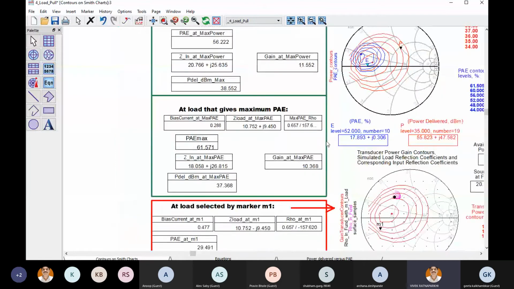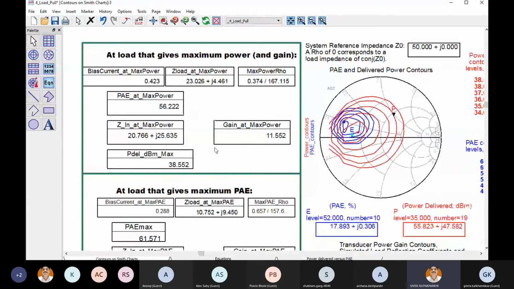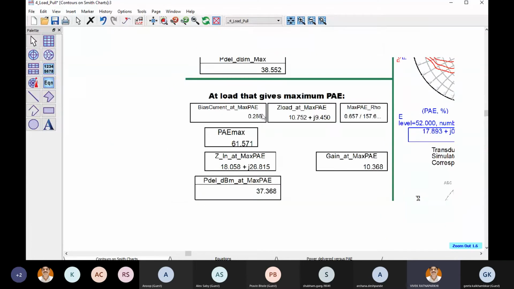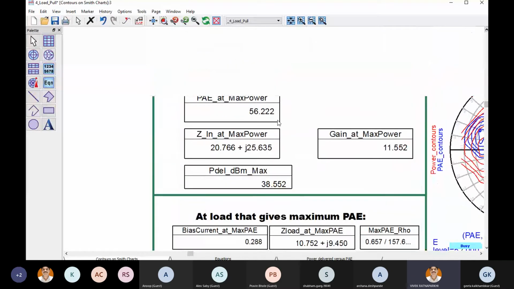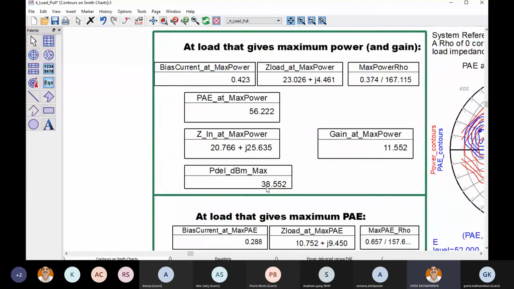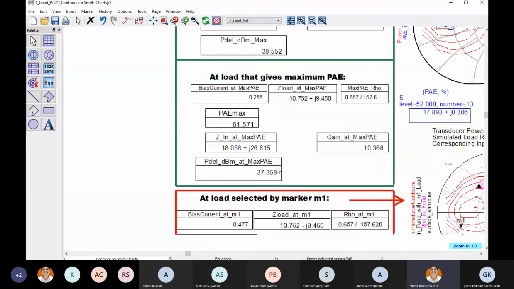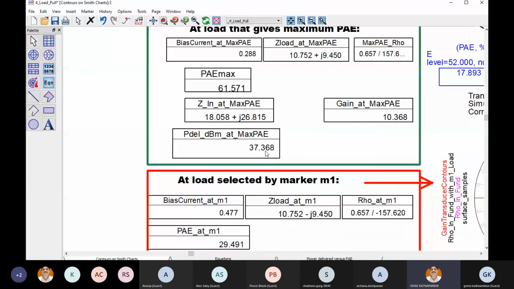So if you want to design your power amplifier for maximum output power, these are the best impedances which you can take away from the load pull. And if you want to design for maximum power added efficiency, you can take these. Now you see the power added efficiency is maximum, 61.57. For the maximum output power case, the power added efficiency was just 56%. Output power was 38, so it is larger than this output power, which is now 37 in the case of PAE. So if you go for higher power added efficiency, your power delivered is a little lower.